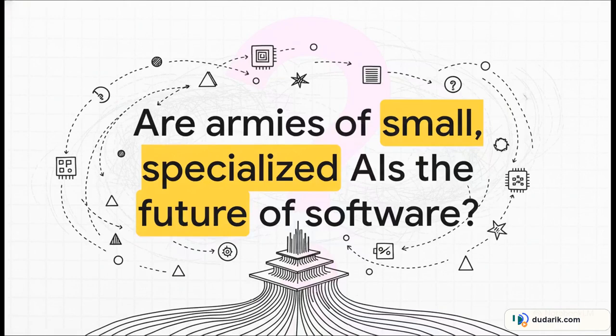This whole release, it's not really about two new models. It's about a fundamental shift in how we build things. So the real question to chew on is this. Are we looking at the future of software development? A future that's built not by one single giant AI, but by coordinated armies of small, fast, and highly specialized agents.